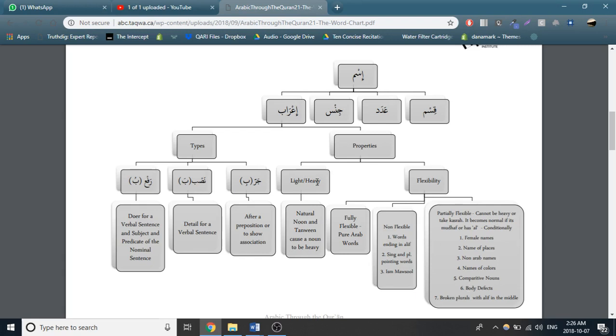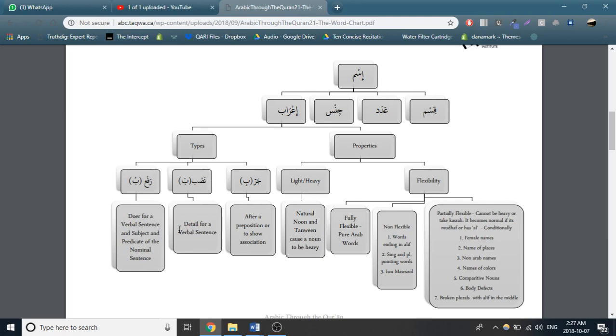Okay, so i'rab is the status, right? It's the status of a word, and that is usually indicated by the ending of the word, right? So we learned that there are 3 types. There's rafa', nasb, and jar. Rafa', usually indicated by a dhamma at the end of the word, represents the doer of a verbal sentence and or the subject and predicate of a nominal sentence, right?